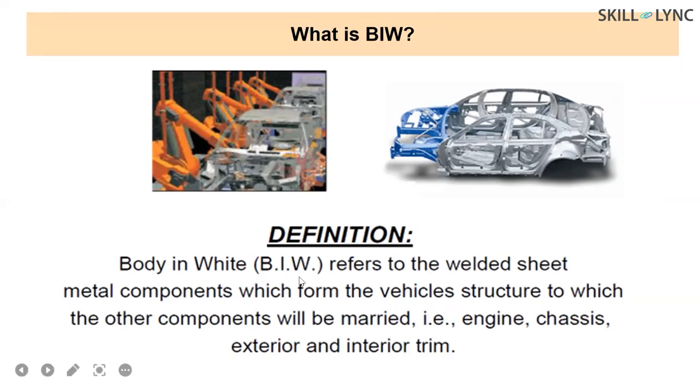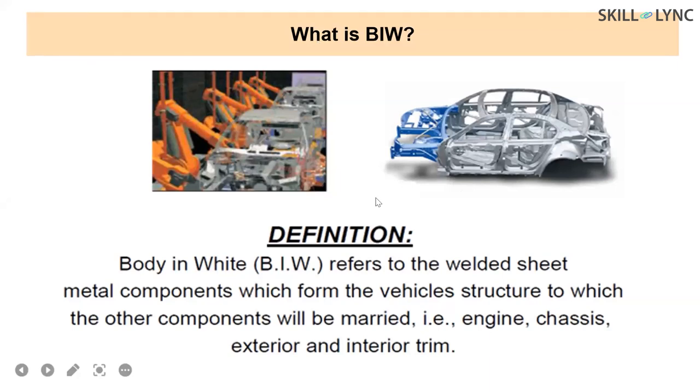BiW is a technique in which we build the entire car body with the help of different welded structures. We have sheet metal components which are welded together to form the vehicle structure. Clear guys? Any doubt? Did you get a basic idea of what BiW is? It is a stage of an automobile where we weld different sheet metal components together to form the vehicle main frame structure. It is the stage after welding and before the painting process. Clear guys?